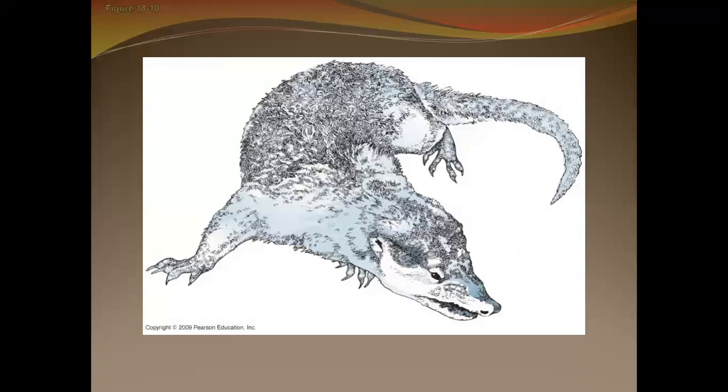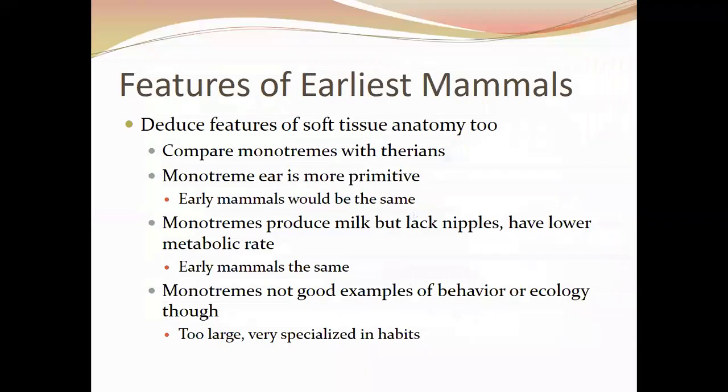And this is Morganucodon. And if you're wondering, it does also to me look kind of like a cross between a beaver and an angry opossum. But they likely looked like this. We can, from the fossils, figure out what the soft anatomy looked like.